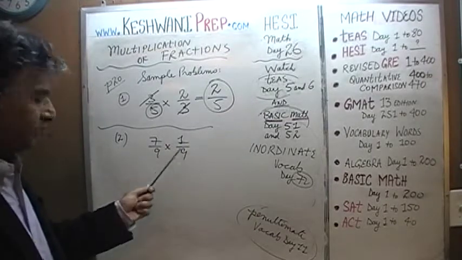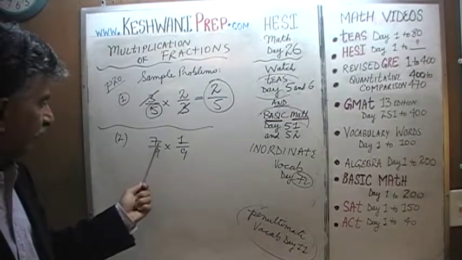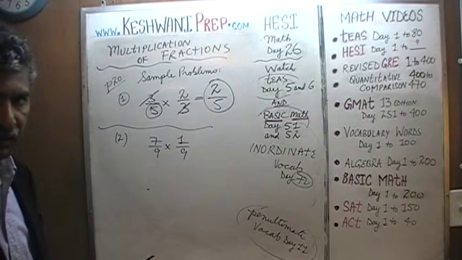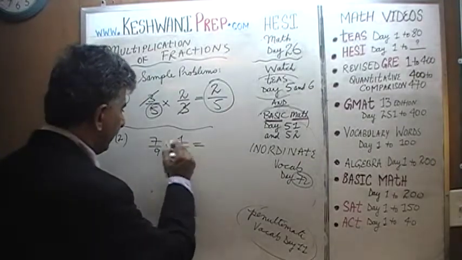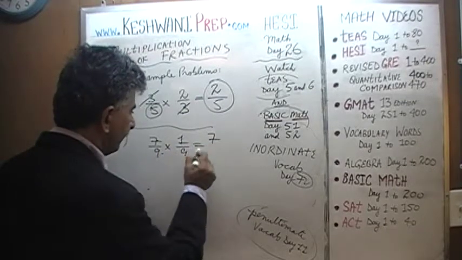7/9 times 1/9. There is nothing that we can reduce here. There is no common factor between the top and the bottom. There is no common factor between 7 and 9. So it's simply going to be 7 times 1, which is 7, and 9 times 9, which is 81.